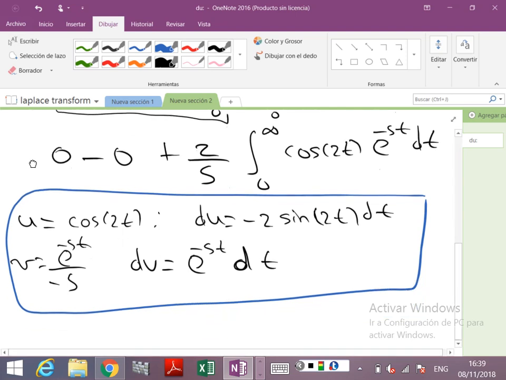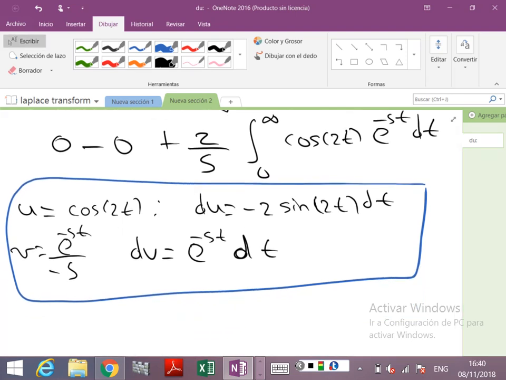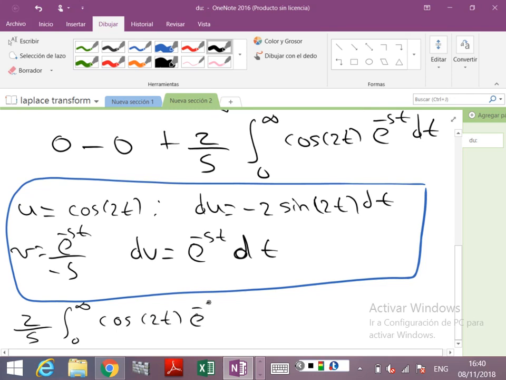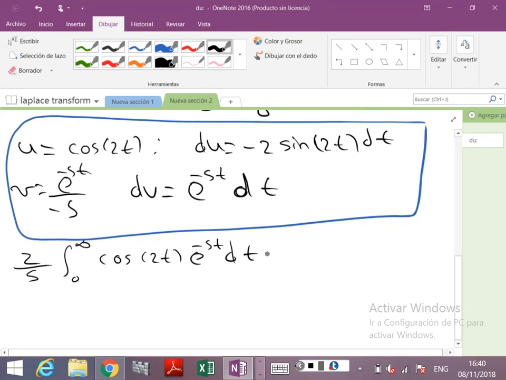So now I just replace. So we don't want to forget the 2 over s. So let's just write it over here. So 2 over s integral 0 to infinity of cosine 2t e to the minus st dt equals u times v. So this guy, u times v. So cosine 2t times e to the minus e to the minus.